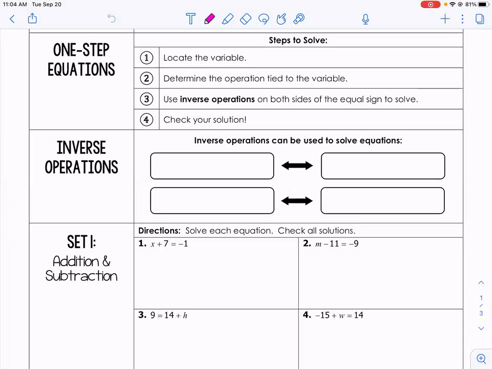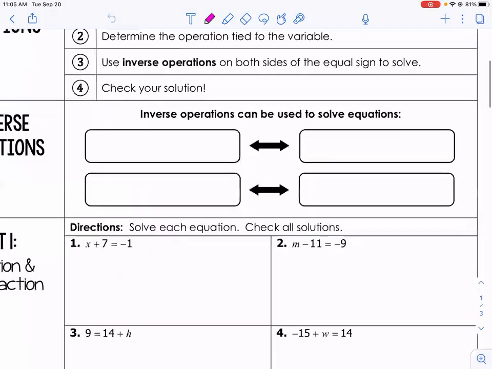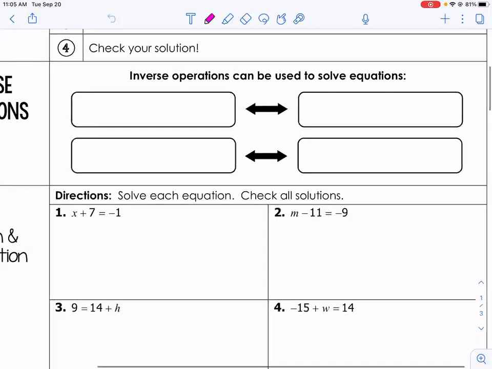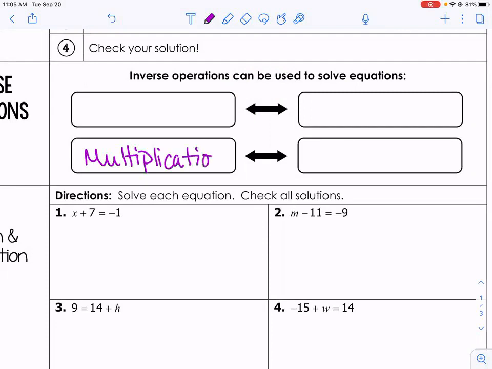Okay, today we are going to continue talking about one-step equations, but this time we're going to discuss two different inverse operations, okay? Raise your hand if you can tell me what operations we're going to talk about right here. Jaden. Okay, multiplication and division. That is our other set of inverse operations, okay?